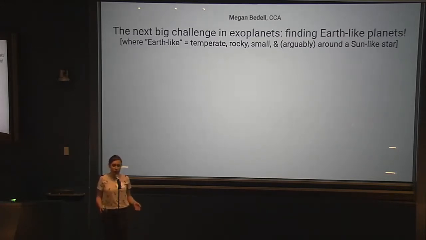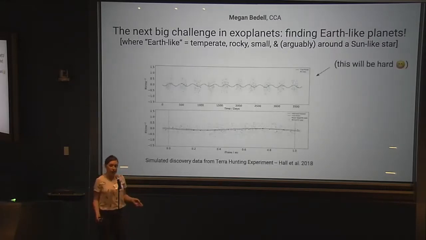So how do we actually get to finding these planets? One thing we know is it's going to be really hard. So this is simulated discovery data of an Earth analog done by student Richard Hall, who's associated with the Terra Hunting Experiment that CCA is officially part of. And this is optimistic data in one sense of this is 10 years worth of hammering away at a single star every available observing night, which is like half of the year.